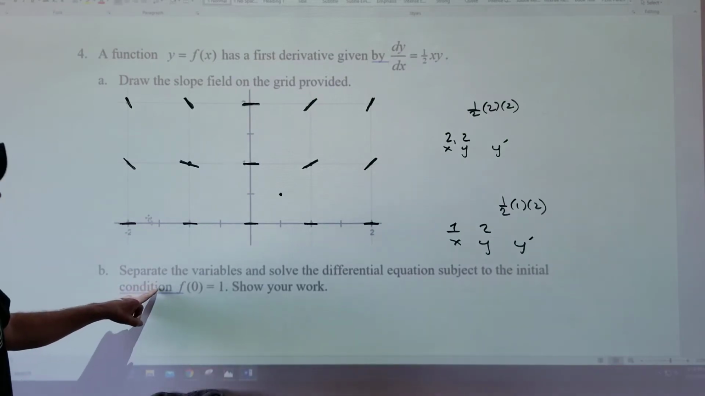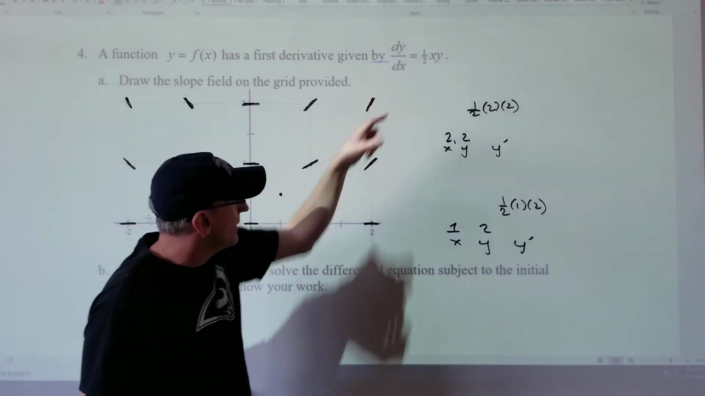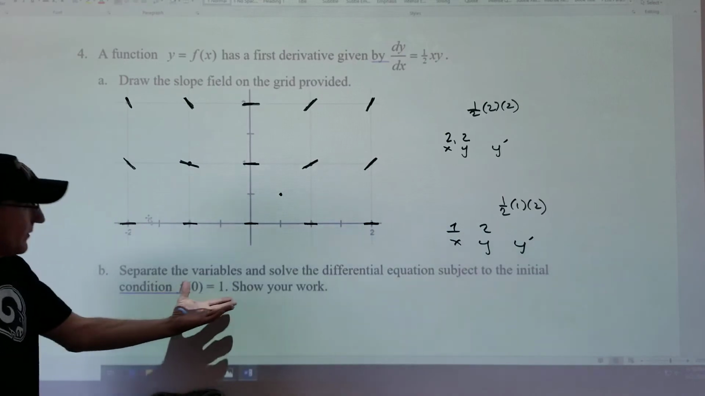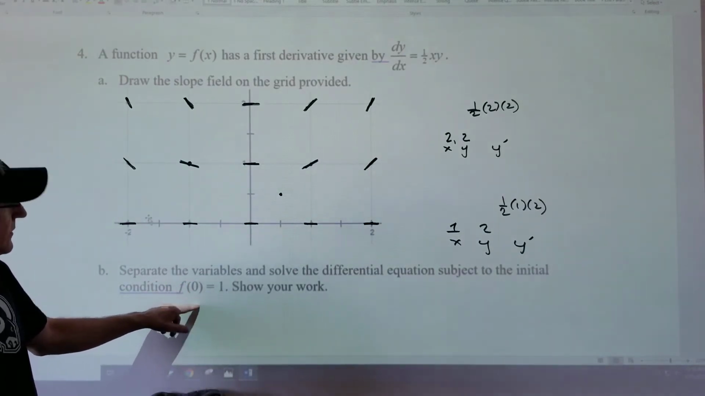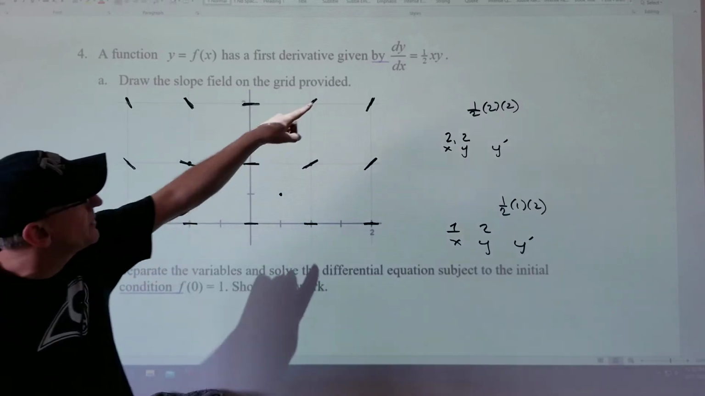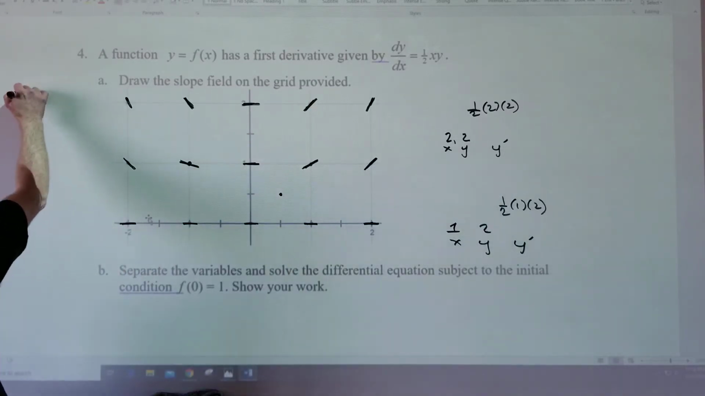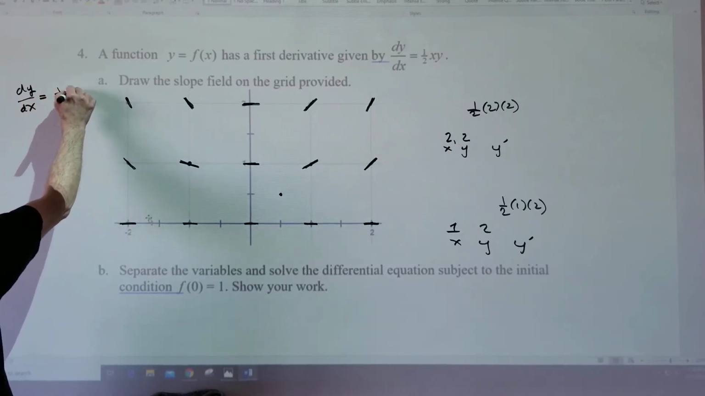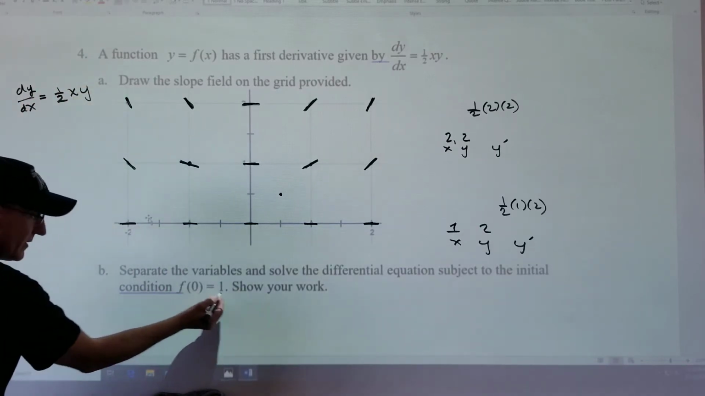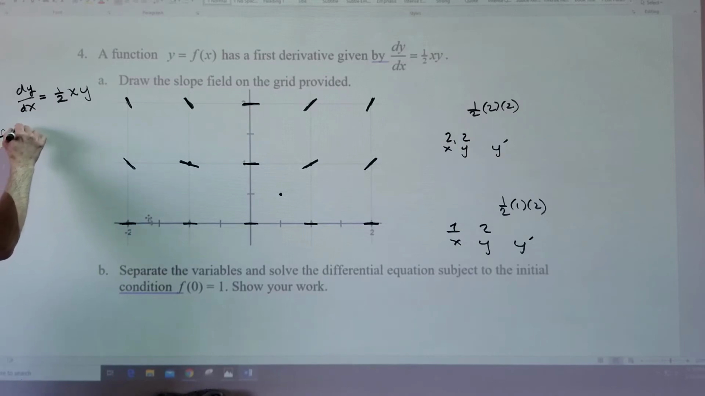Working with this same derivative, we're supposed to solve a differential equation by separating it subject to the condition f of 0 equals 1. And then I think we're going to be done with that. So let me write that up here. And also the condition. And I'll slide this up and give myself some space to work.